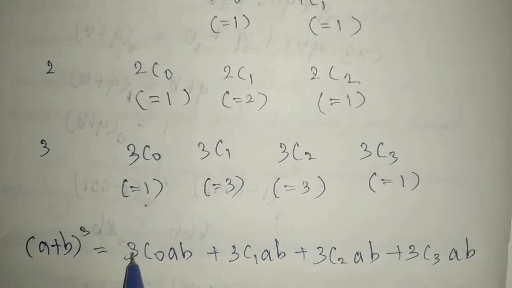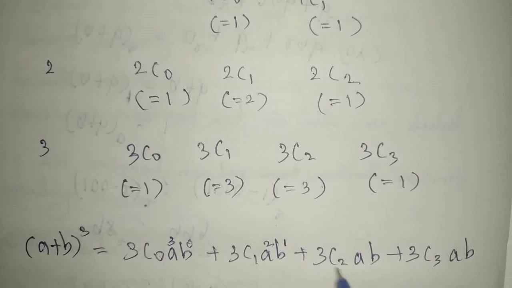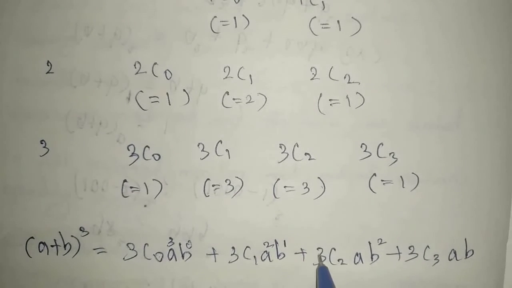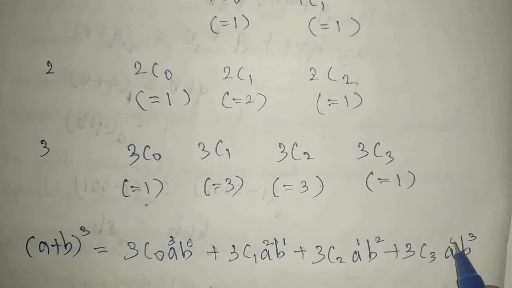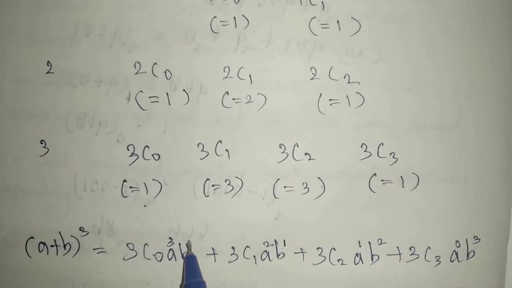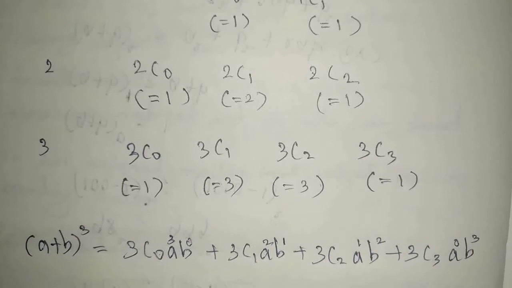3 minus 0 is 3, so 3 you need to give for a, and 0 for b. The r value of C we need to give for the second number. So for 3C1, b power 1, and 3 minus 1 is 2, so a power 2. Like that you have to give. This 2 will go for the first term, 3 minus 2 is 1. Now this power will go for b, and 3 minus 3 is 0, and anything to the power 0 is 1. So here you will get 1, like that we have to go for all the terms, understand.